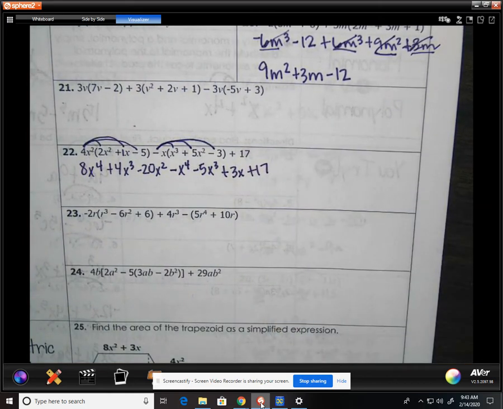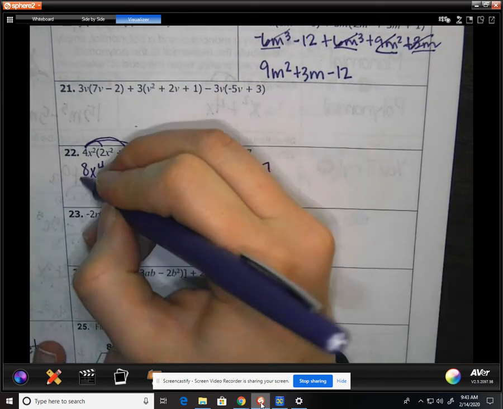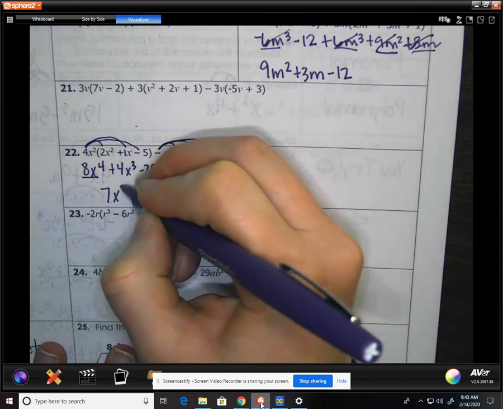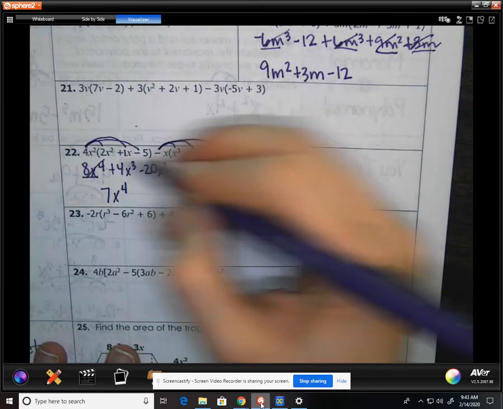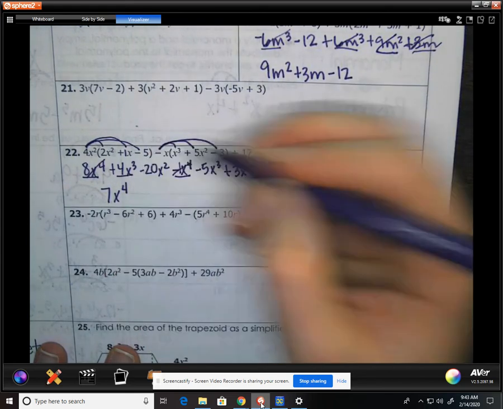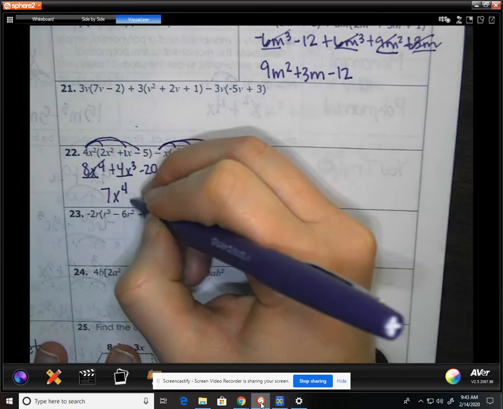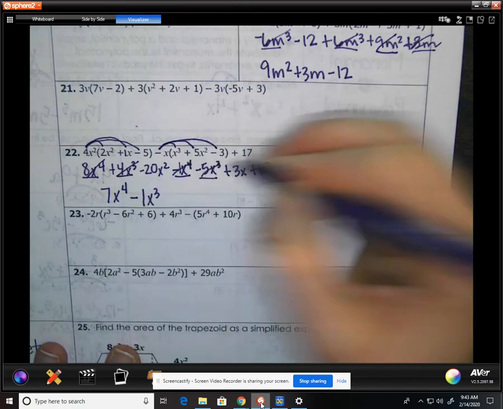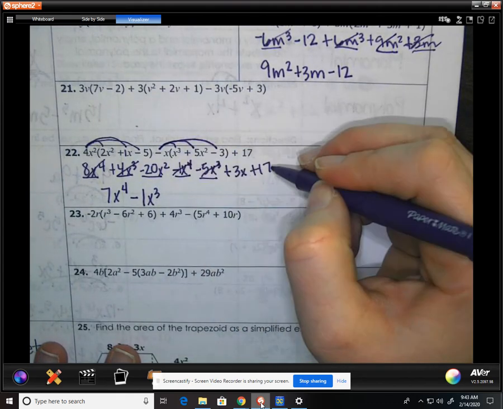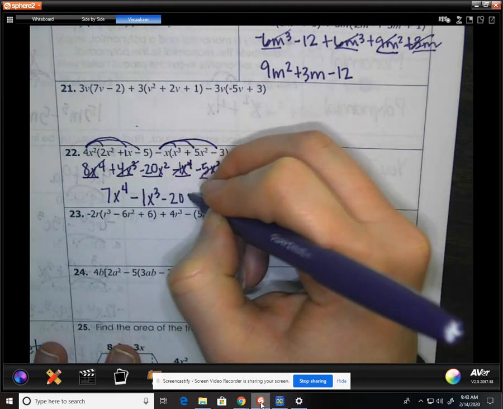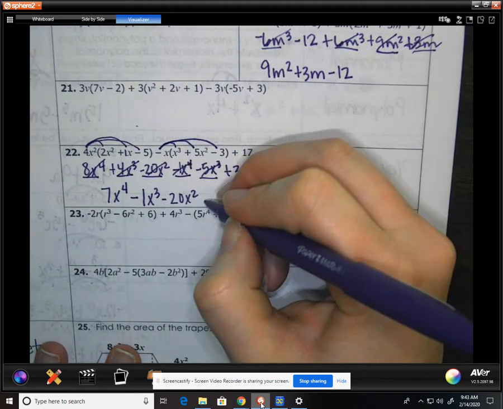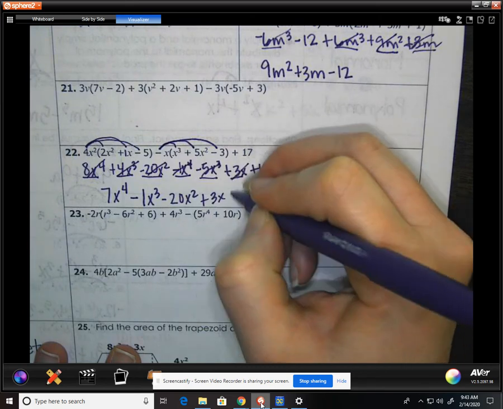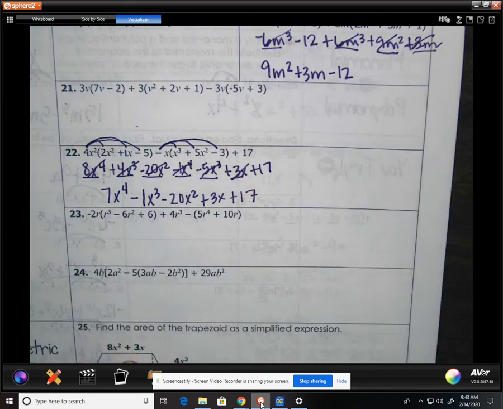So now I'm combining like terms. I look for my biggest exponent first, which is to the fourth. So 8 and negative 1 make a 7x to the fourth. I don't need those two pieces anymore. I move to the third. So a 4 and a negative 5 will make a negative 1x to the third. I don't need those two pieces anymore. I have this squared, and there are no other squared, so I just bring it down. Then I have this x, so I just bring it down. And the last thing I have left is that plus 17.